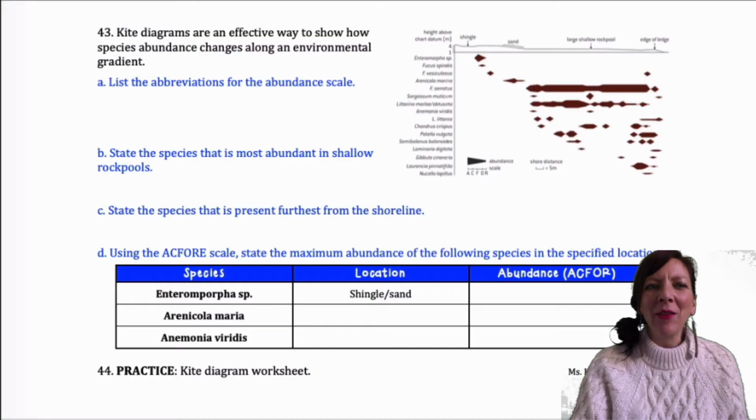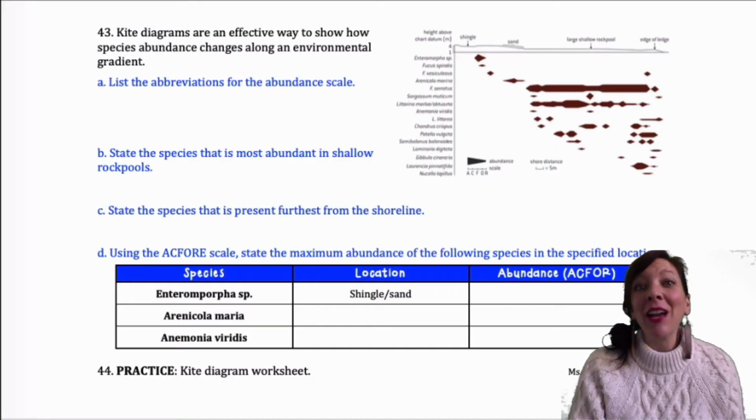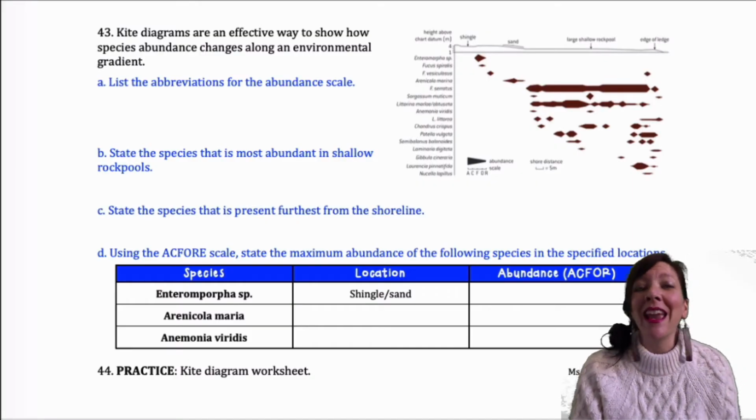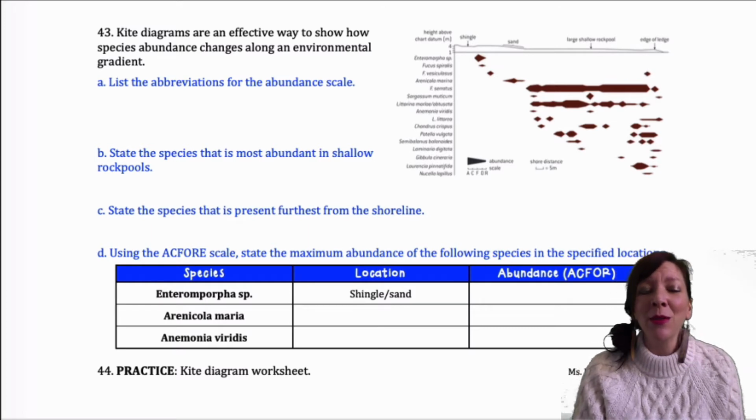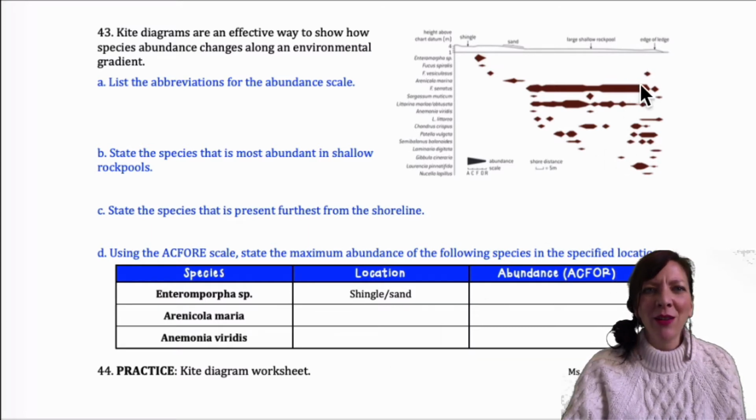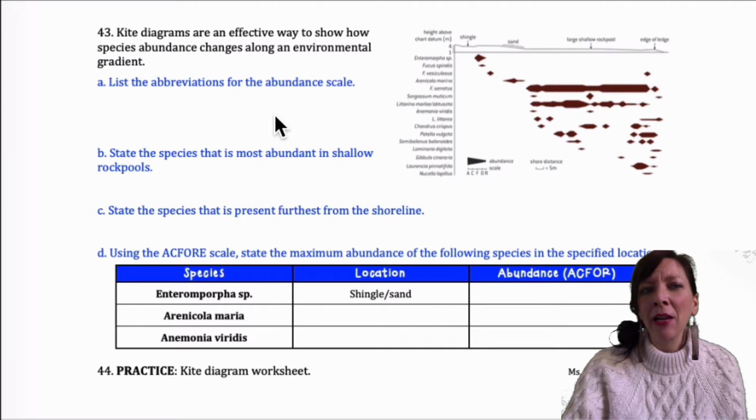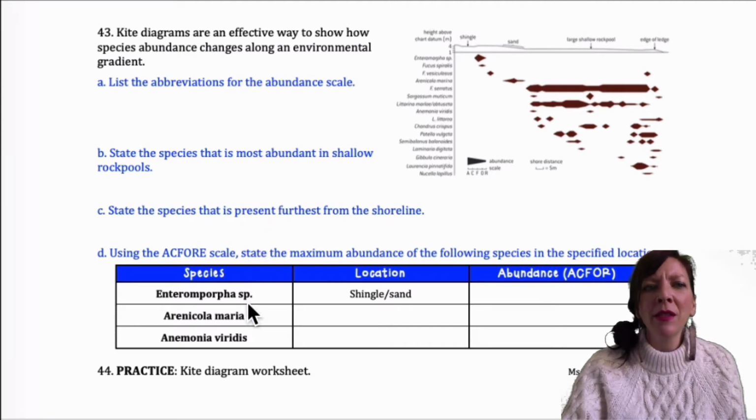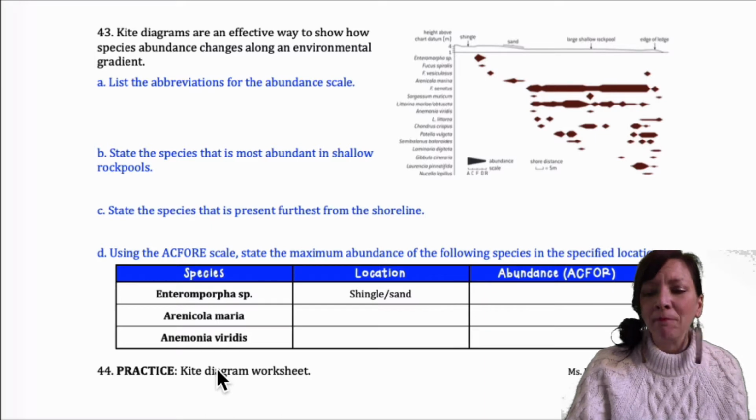With kite diagrams, you're going to be looking at question number 43 in your 2.4 guided notes. Notice on your set of guided notes, you're going to see an image, which is our kite diagram, a few practice problems, and even another practice problem that will have some worksheets at the end.